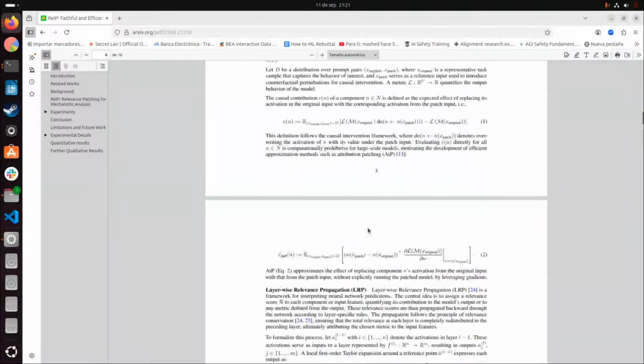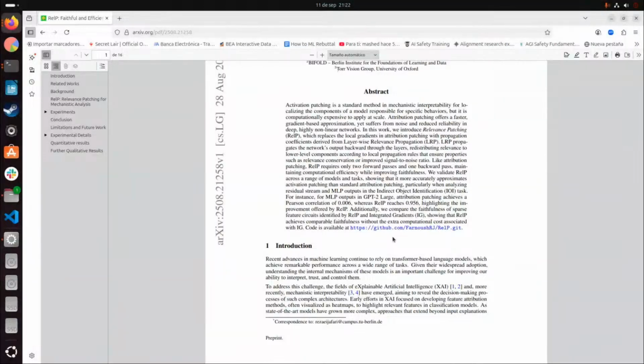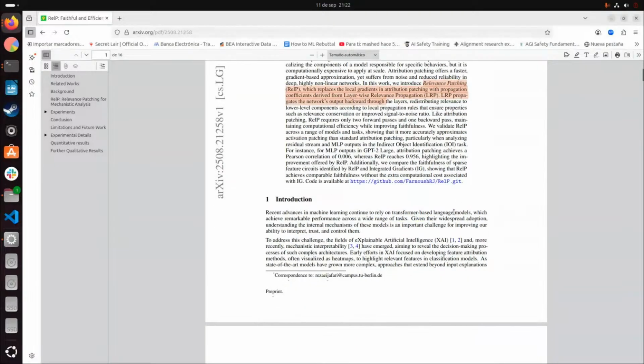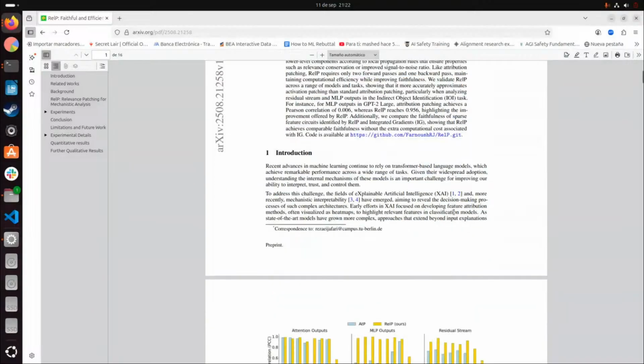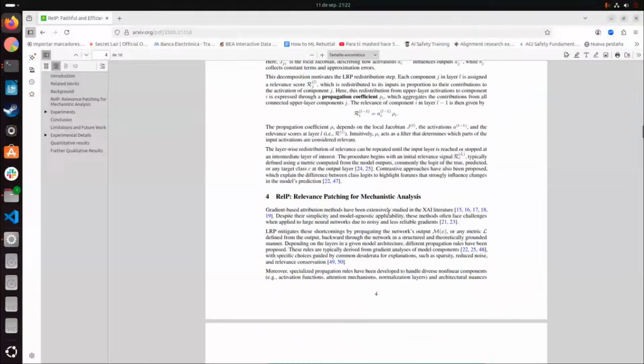Wait, but this is all explaining layer-wise relevance propagation, right? So yeah, the relevance patching is this. They replace the local gradients in attribution patching with propagation coefficients. So they just do patching the same way as attribution patching, but with layer-wise relevance propagation instead of gradients. Okay.